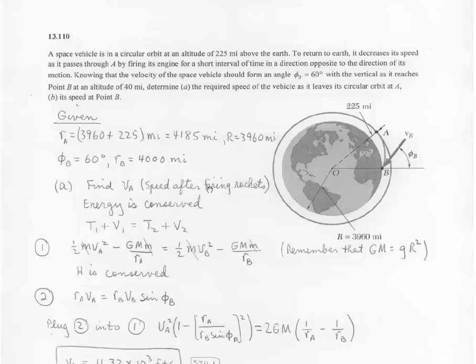So we want to find V sub A after the rockets are fired, and you're in an elliptical path where energy is conserved. So you write out T1 plus V1 equals T2 plus V2, and you get 1/2 m V_A squared right here for kinetic energy. The potential energy at that time is minus GMm over R sub A. The kinetic energy later is 1/2 m V_B squared, and the potential energy is minus GMm over R sub B. Remember too that we can substitute GM equal to little g times the radius of the Earth squared.